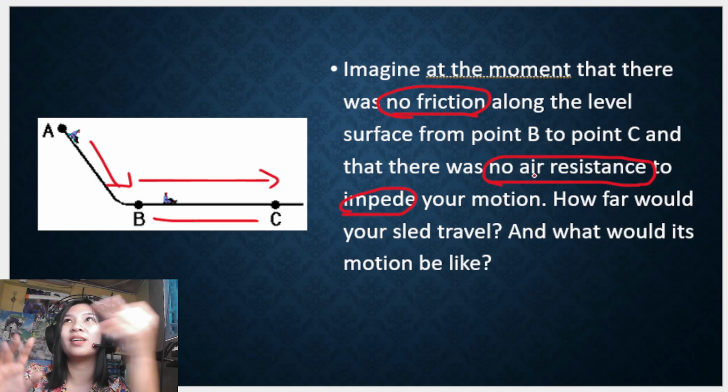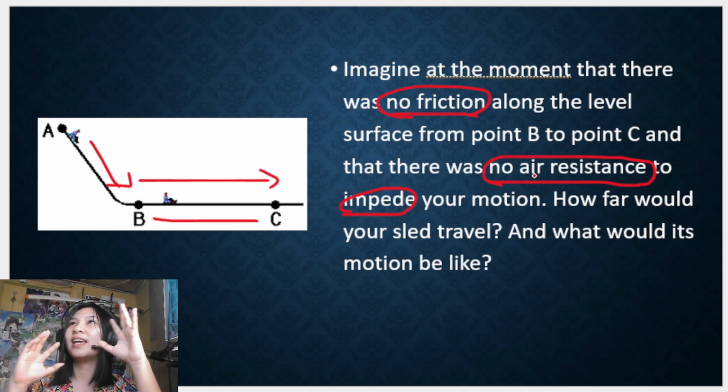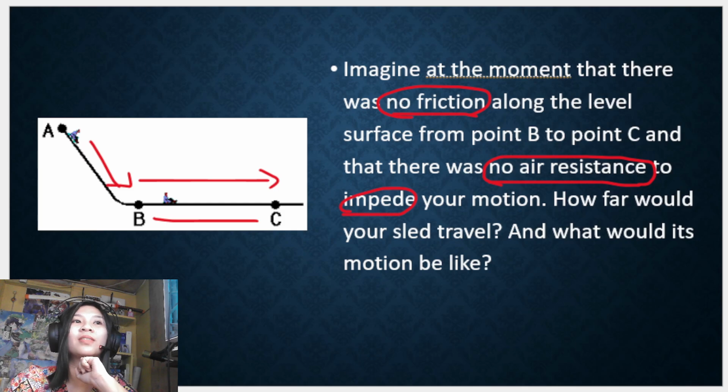So instead of a material, air is what you encounter. So it is a kind of friction. Those frictions are what can stop the motion of an object. Okay? So if we don't have them, then you will travel infinitely. Nothing can stop you. So you will continue in motion at the same speed and same direction. Okay? So that is the answer for that.